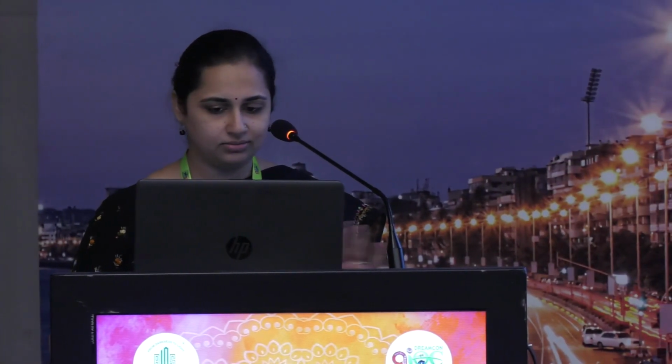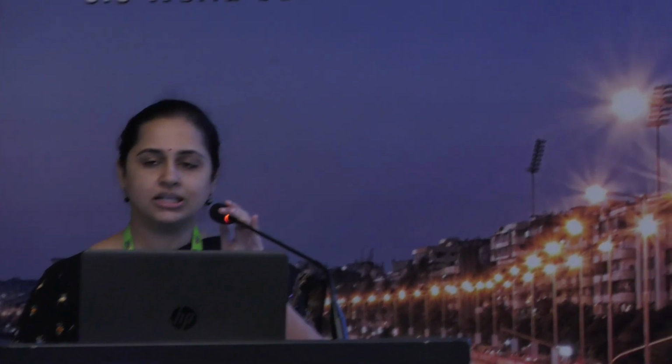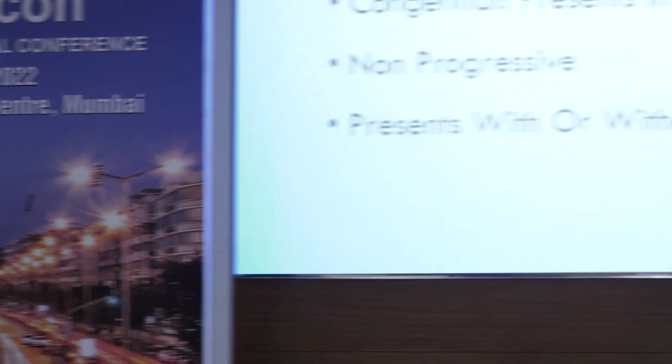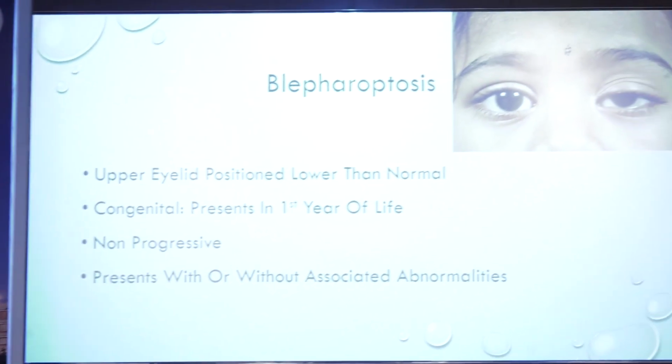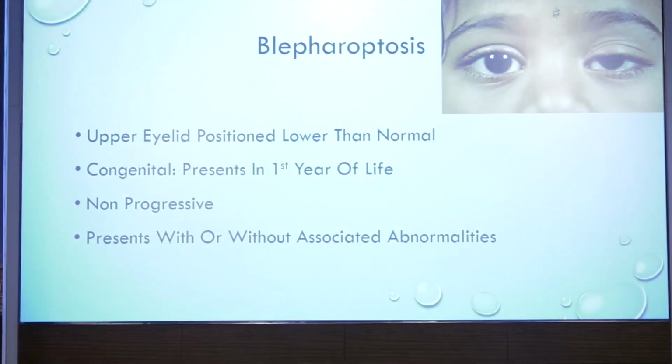Good morning, all. I shall be talking about managing ptosis in children. It's really nice to talk in some other subspecialty session when you're from something else. So, as everybody knows, blepharoptosis is an upper eyelid position which is lower than normal. Simple language. Congenital ptosis generally presents in the first year of life, is non-progressive, and presents with or without association of other abnormalities.